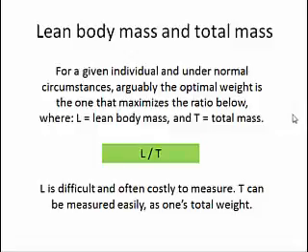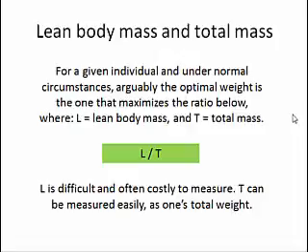On this slide, we have a ratio, under normal circumstances. This ratio is the one that we want to maximize in order to find one's optimal weight. And the ratio is the ratio between lean body mass and total mass. So the ratio of lean body mass and total mass is a good target for finding one's optimal weight, and it should be maximized.